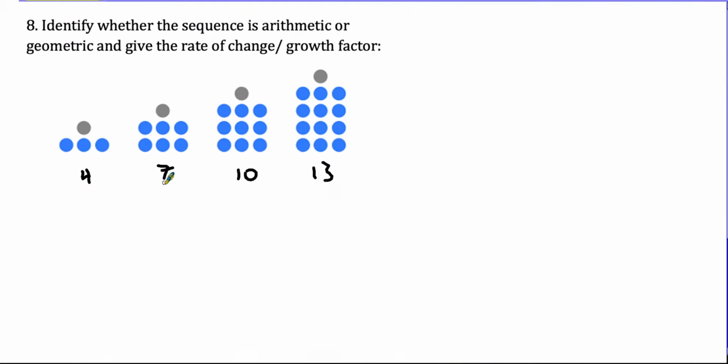And I can then see that I am adding 3 each time. So if I'm adding the same thing each time, this is an arithmetic sequence, and my, in this case, rate of change or common difference would be 3.